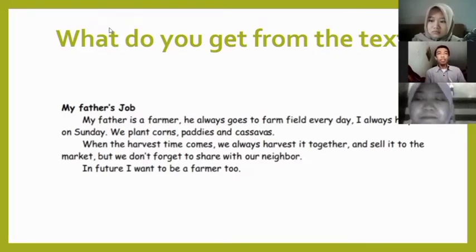And the last question about this story, what is his wish in the future? His wish is also to be a farmer. Okay, great answer, Amel. It can be seen from the last sentence of the text: in the future, I want to be a farmer too. Okay, great, student. We will move on to the new text.